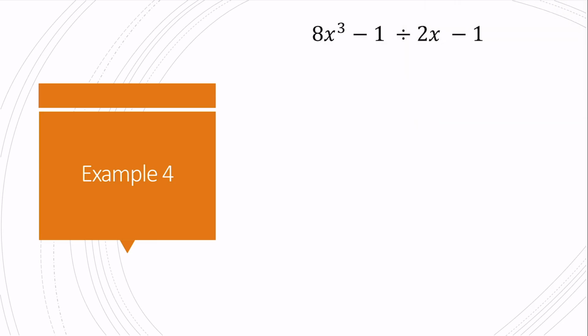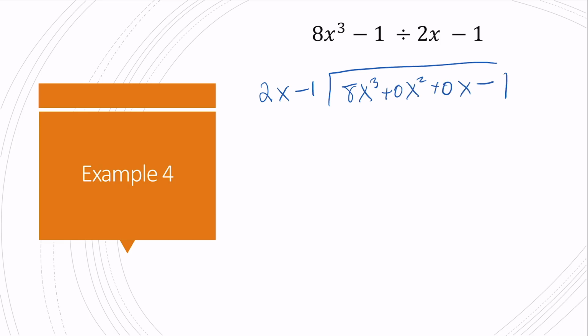So let me erase what I was doing, and now I'm going to do this again, but this time with placeholders. So I have 2x minus 1 and 8x cubed plus 0x squared plus 0x minus 1. I need to make sure that every single possible term that could happen, or every single degree of x, is present, because it's going to be critical for me to be able to subtract like terms.